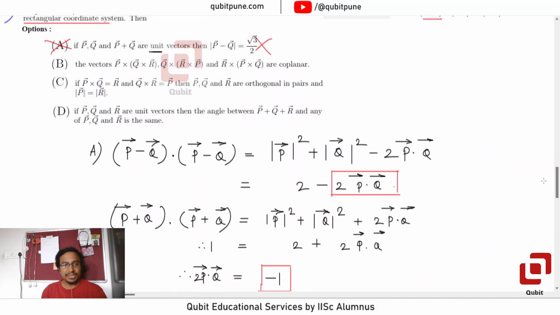Now, can you suggest any other method for this? Yes, I was going to say we can also use geometry, considering an equilateral triangle with the sides p vector, q vector, and p plus q vector. Yeah, okay, great.